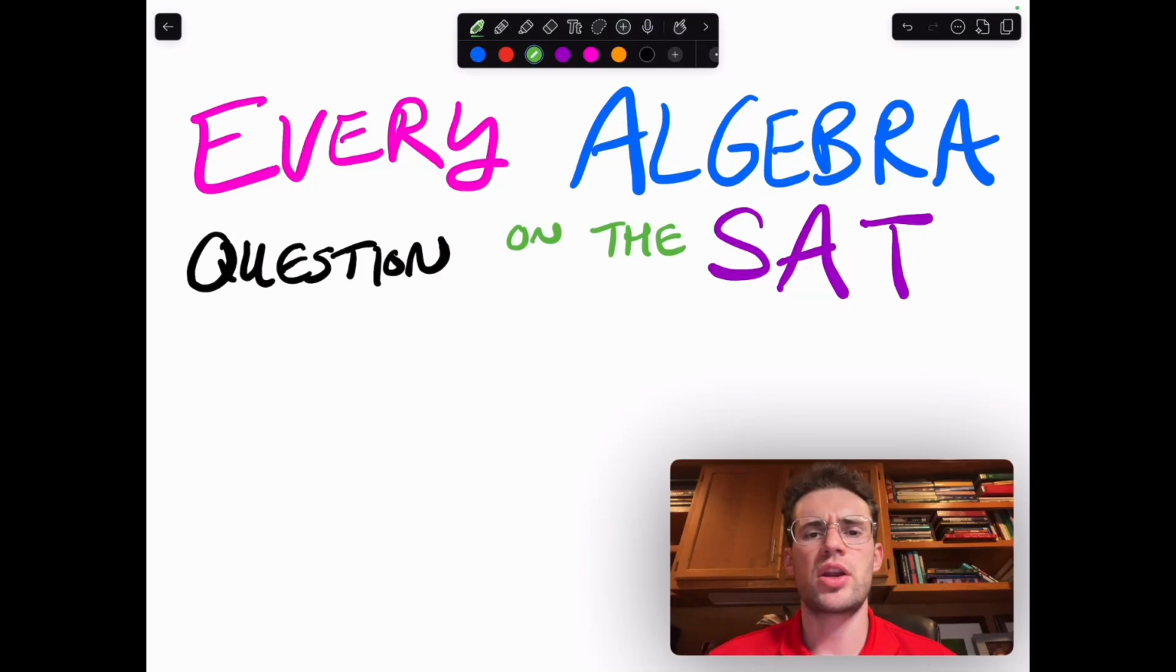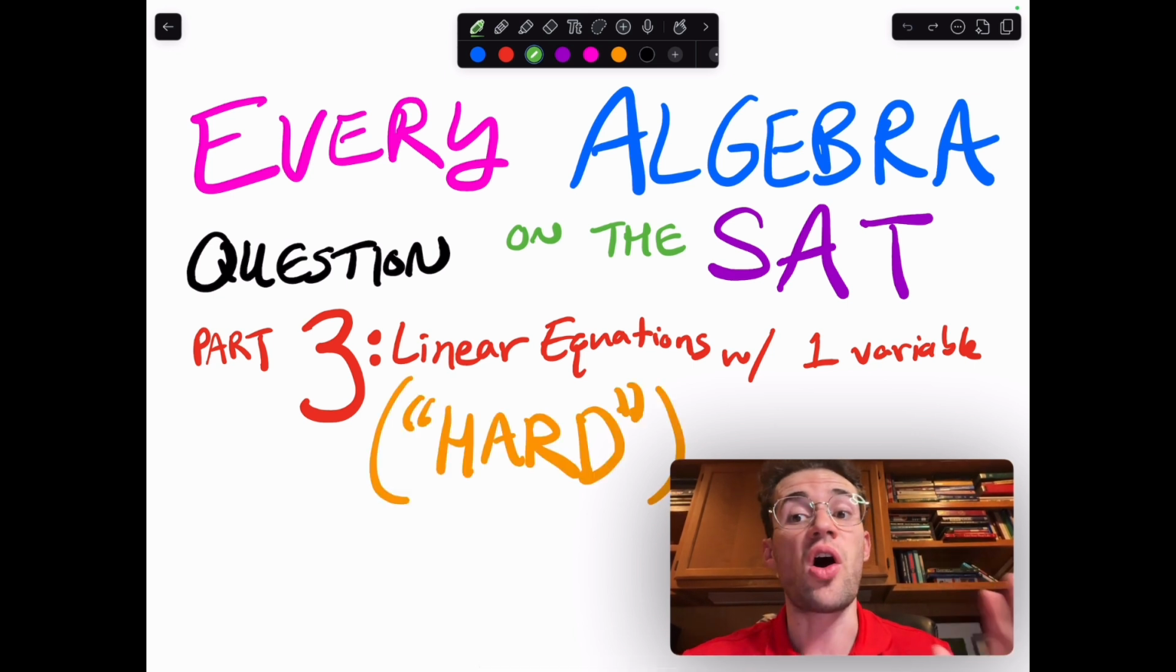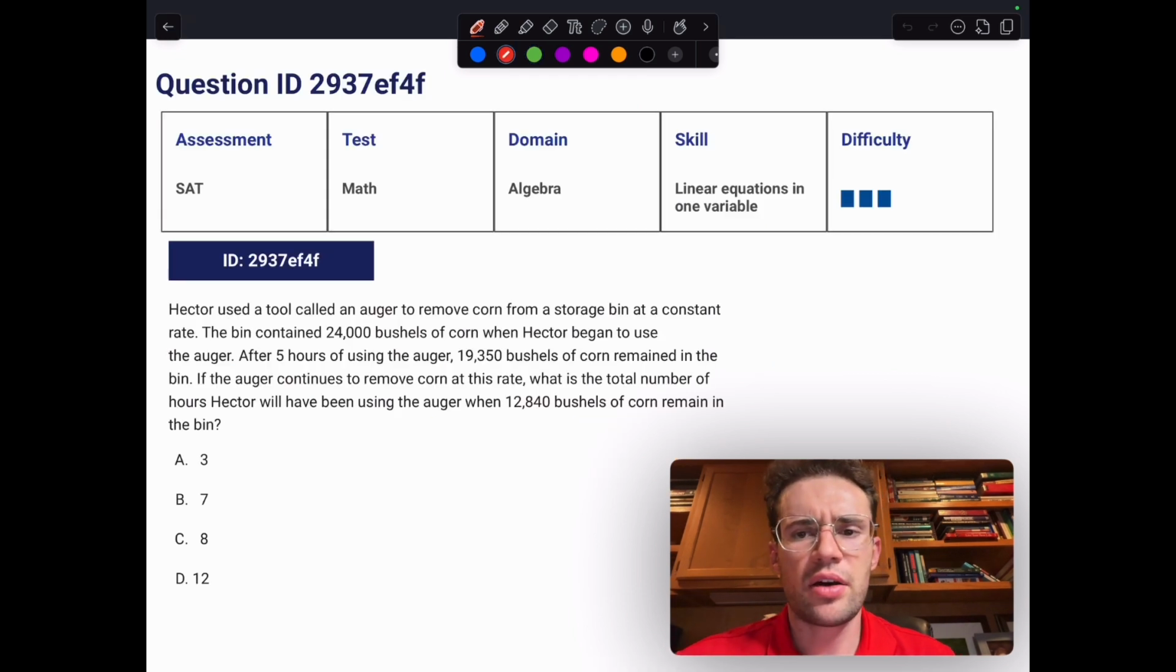I'm going to be walking through how to do every algebra question on the SAT. This video will be part 3, which we're going through every linear equations with one variable question that is classified as hard. So it has the highest level of difficulty. You can see all the questions have the difficulty. They should all be 3 out of 3. They're linear equations in one variable.